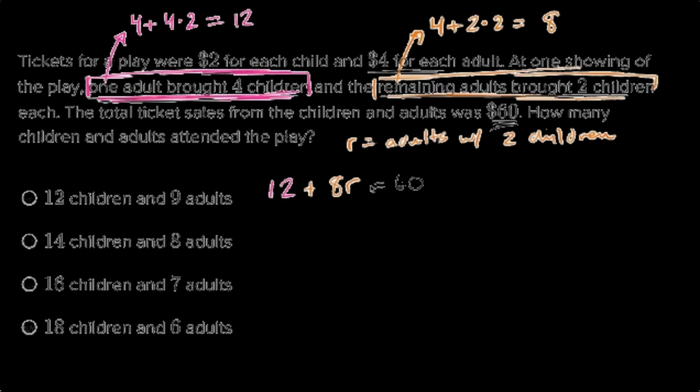Let's see, we can subtract 12 from both sides, and then on the left we'll be left with 8R, is equal to 60 minus 12, which is 48. Divide both sides by 8, you get R is equal to 6.